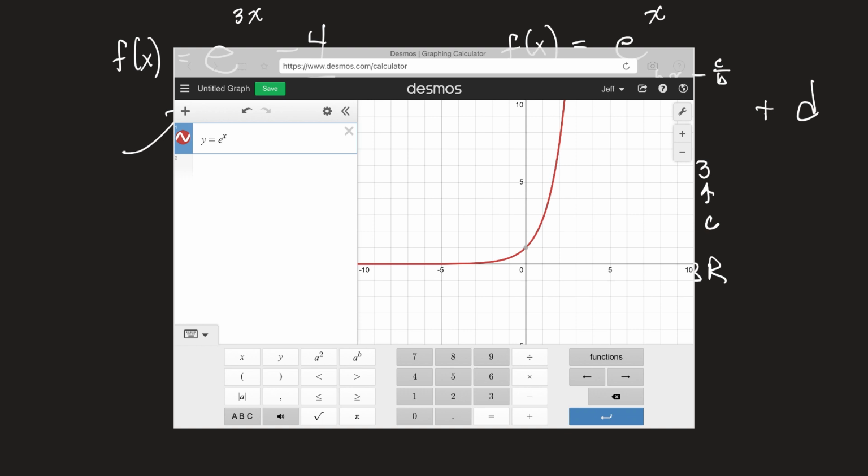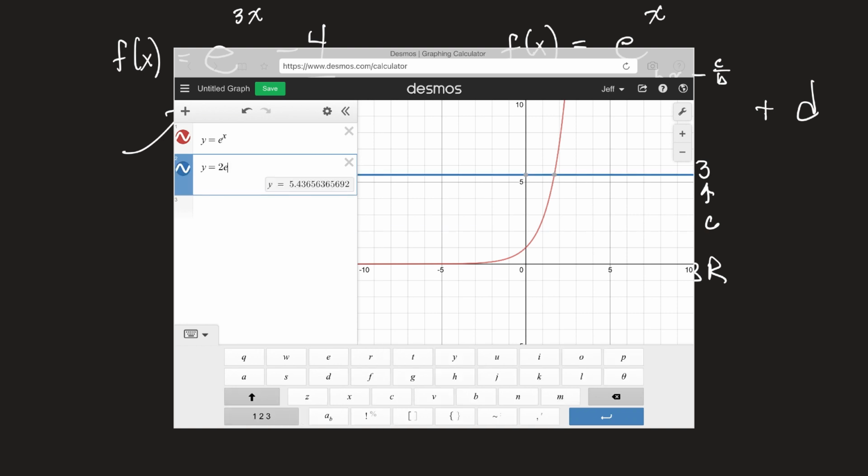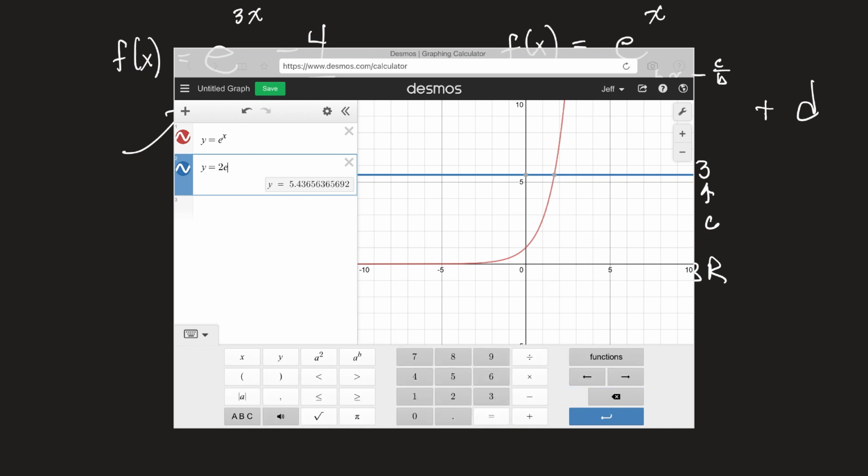If I want to mess with that, let's put y is equal to, and then let's put a 2 in front, 2 e to the x. There we go. I put a 2 out front, and what that is doing is stretching it vertically. It almost looks like it's squishing it horizontally, and you could say that, but because it's in the a spot, it is stretching it vertically.